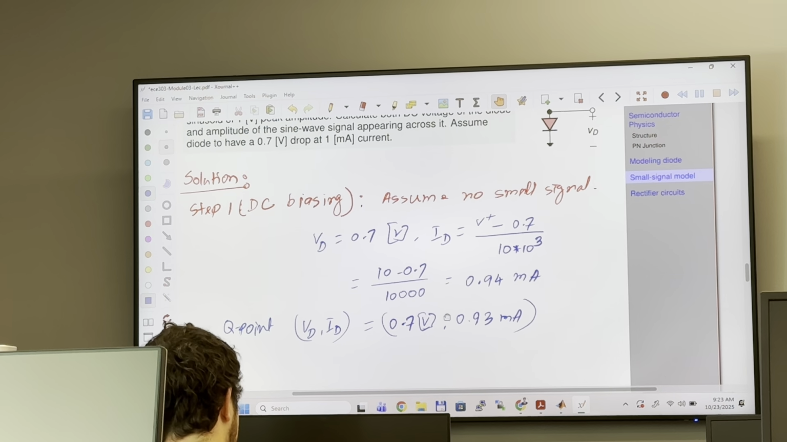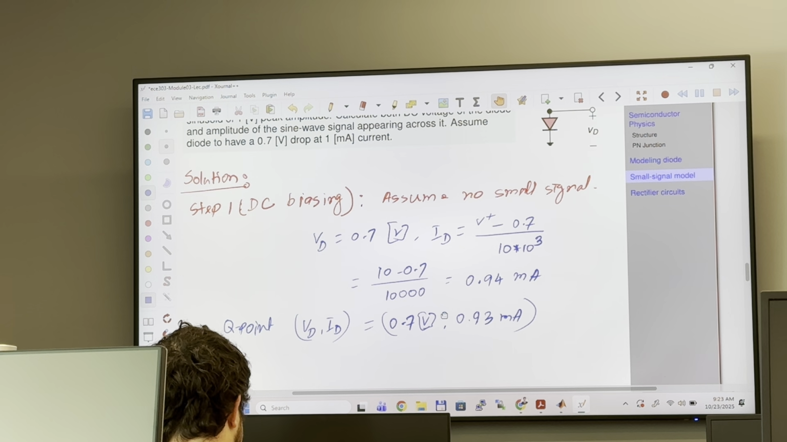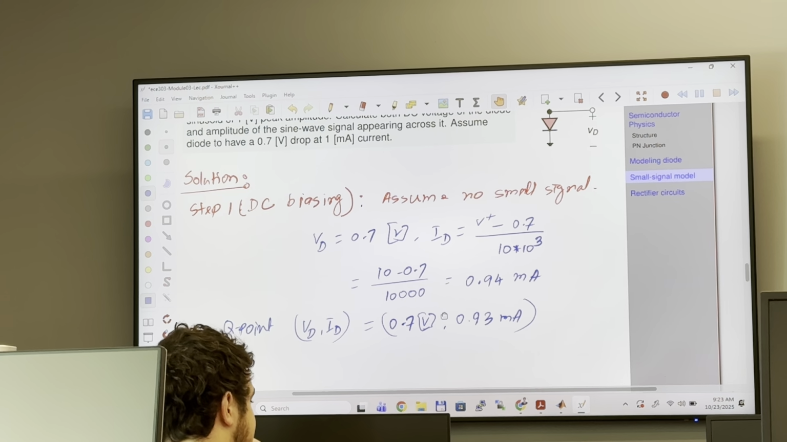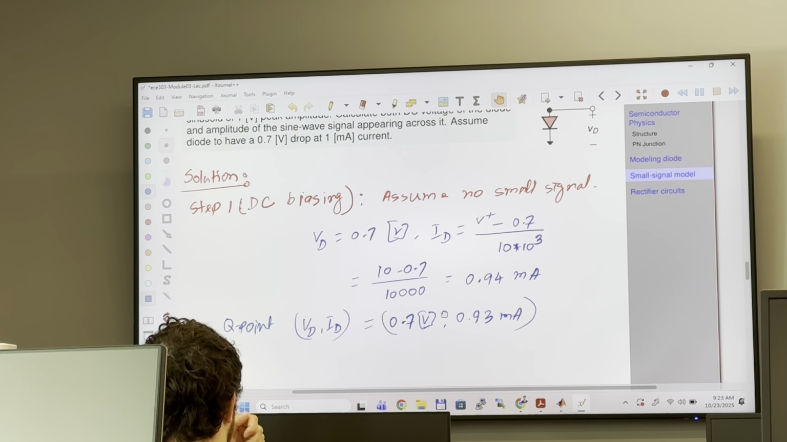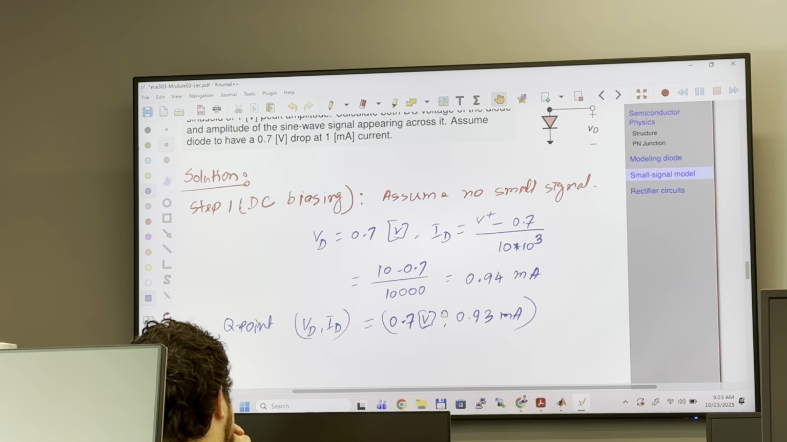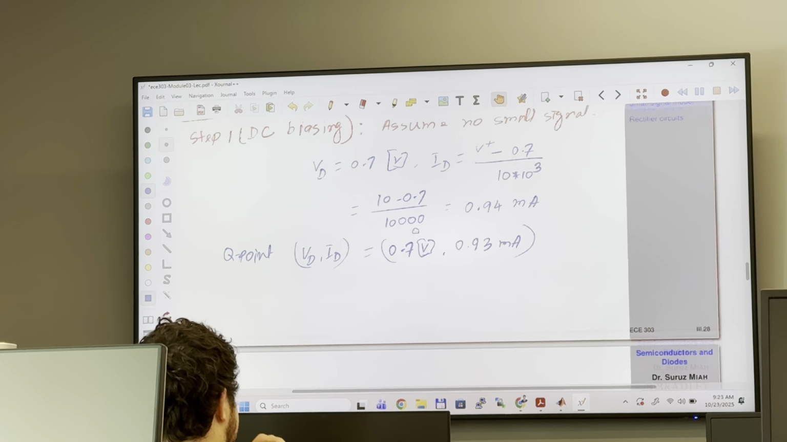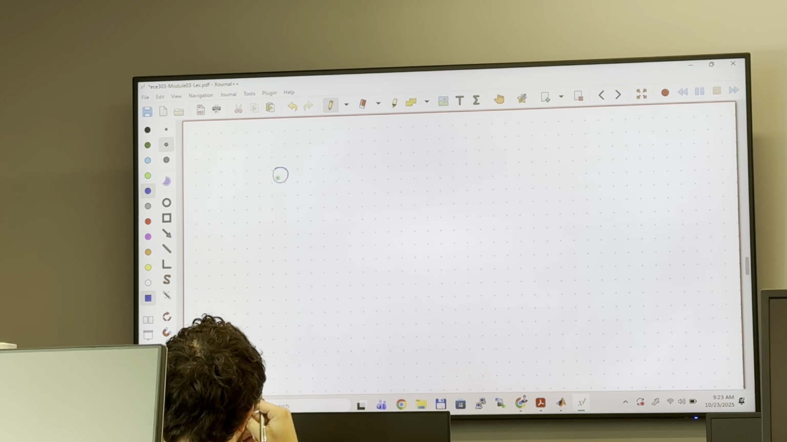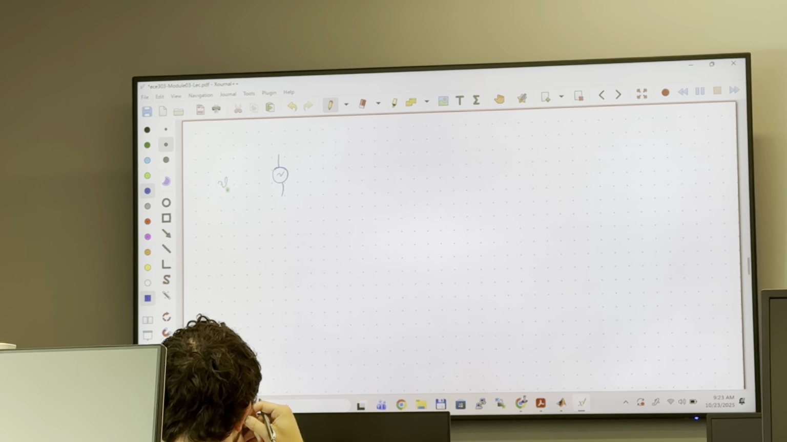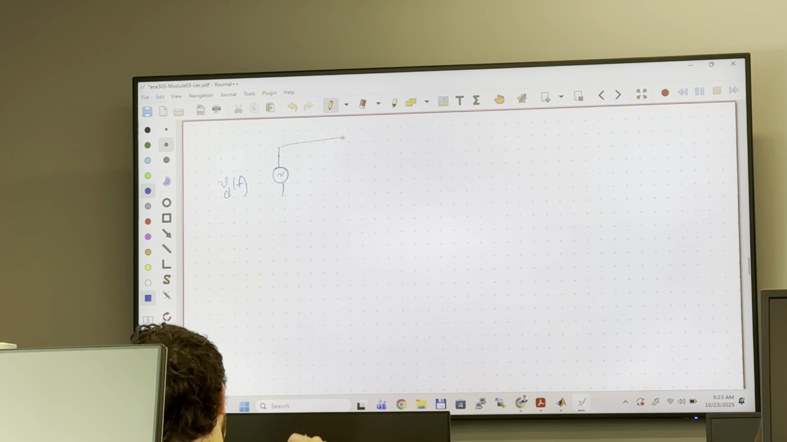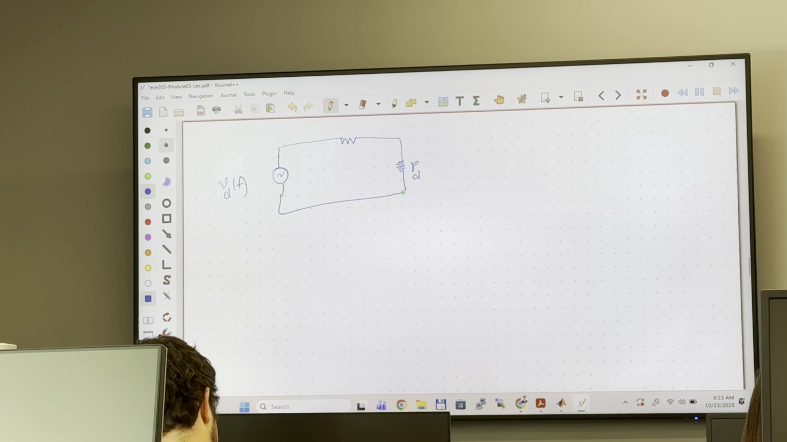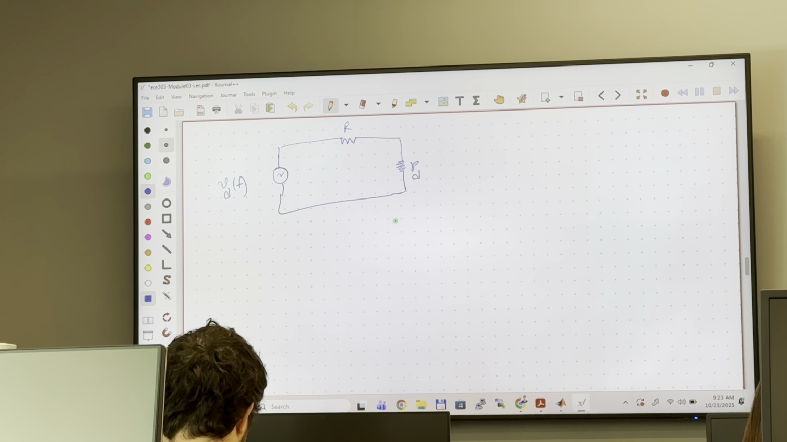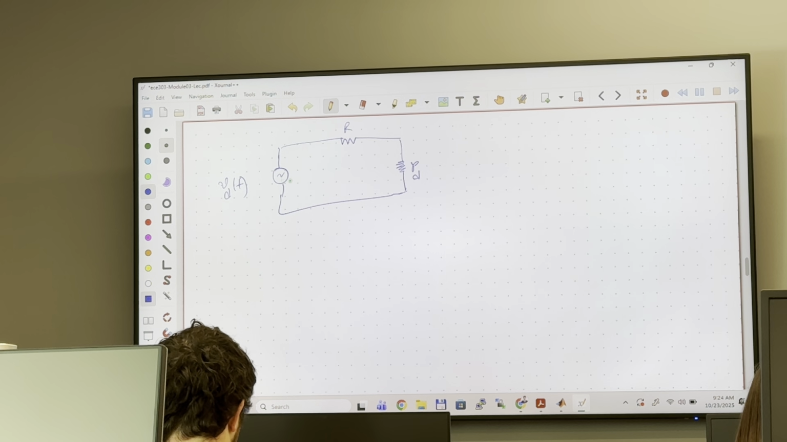Now, we are going to apply a small signal. Since current is flowing, a small resistance is going to be present here. So we now apply a small signal, which is vd, and we will have this resistance, a small resistance RD. And this is your R. Now this is the small signal.